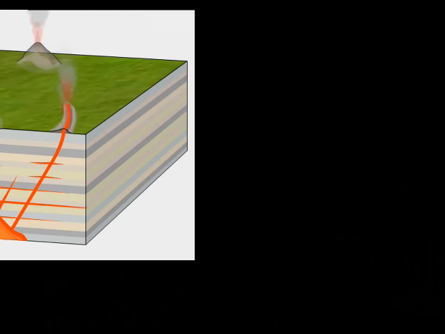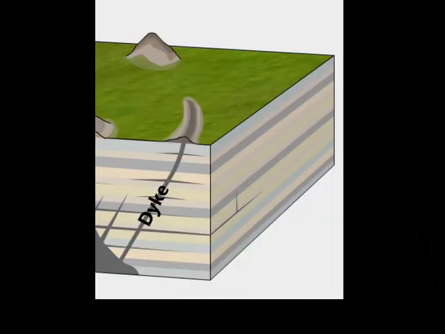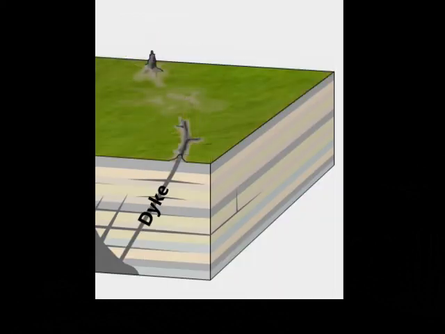Occasionally, magma is forced upwards through the rock strata or layers, sometimes forming a wall of magma. This is called a dike. In time, the magma cools and solidifies. As the overlying rock is broken down and removed, the dike is exposed on the Earth's surface.